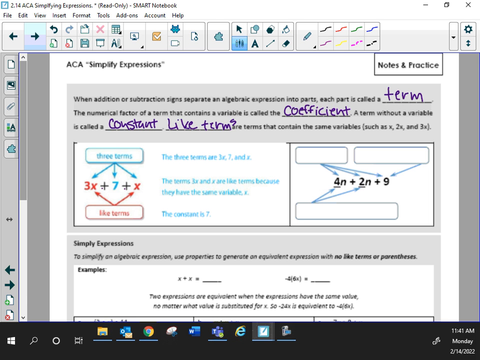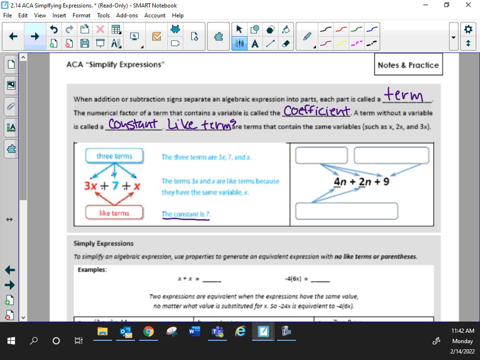Again, each time it's separated, the 3x is a term, 7 is a term, x is a term. Anytime it's separated, they are called terms. Like terms have the same variable. So x and 3x, the things in red up on my board, those are like terms. Why is 7 not a like term? Very good. 7 is also called a constant because it does not have a letter with it. Okay, so that was an example that's done.